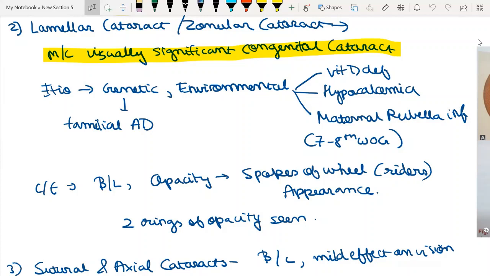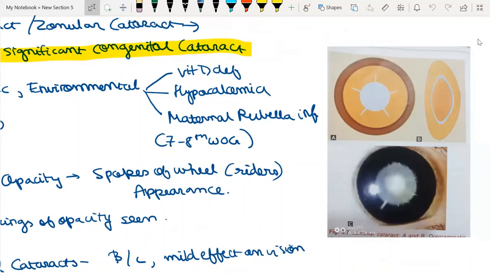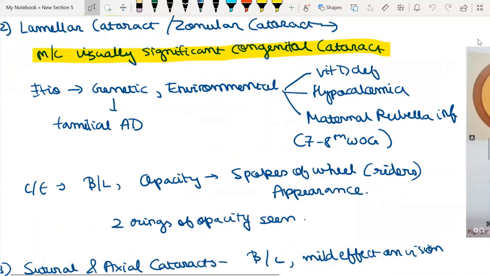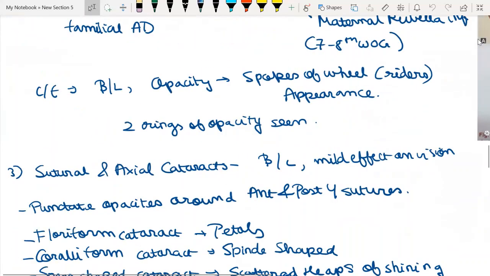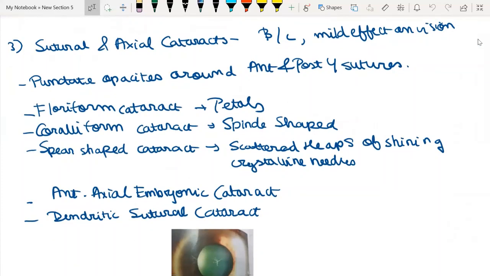The clinical features include bilateral opacities. We can see here in the picture that the opacities show spokes of wheel or riders appearance, and 2 rings of opacities can be seen. The third type is the sutural or the axial type. Again, a bilateral type of cataract, with mild effect on the vision.